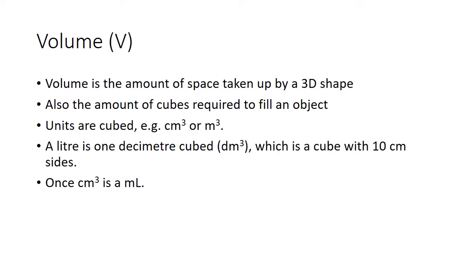Volume is the amount of space taken up by a 3D object, so we're thinking about how many cubes go into something. The units are something cubed, so we might have centimeters cubed or meters cubed. Now a common unit we use for volume is the litre. Now the litre is a decimeter cubed, so a decimeter would be 1/10 of a meter, which is 10 centimeters. So if you think about a cube that's 10 centimeters on each side, that's a litre. Oh no, I've done a typo here. So 1 cubic centimeter is a milliliter.